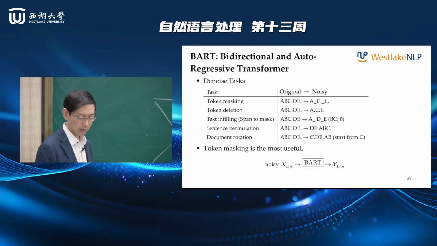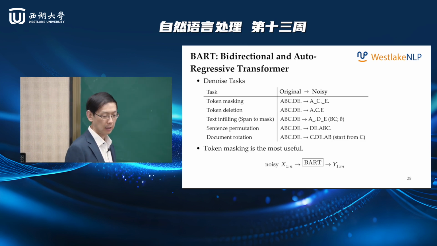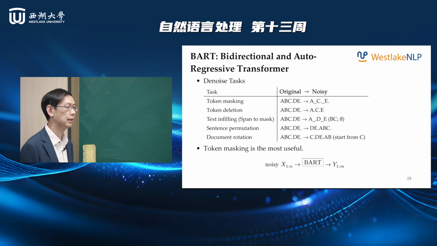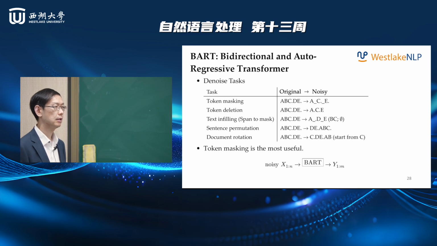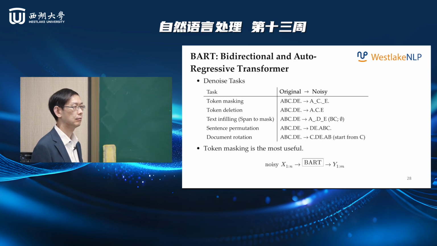So what are the tasks for denoising? We first have to change the original thing to a noisy thing. And BART chooses 5 different tasks. The first task is just what BERT does. It masks several tokens from the input to create a noisy version.